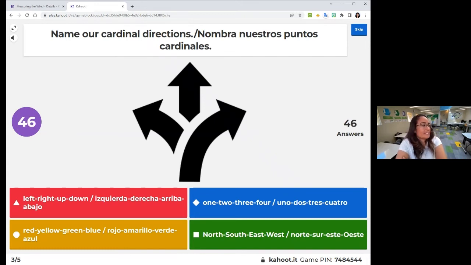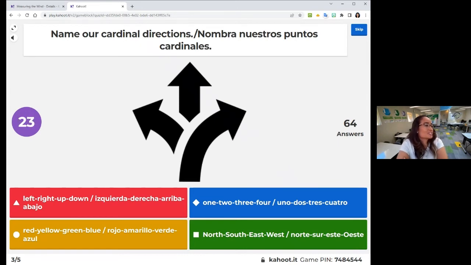Red triangle: our directions called red, yellow, green, blue. Yellow circle: our cardinal directions 1, 2, 3, or 4. Blue diamond: or is it north, south, east, west? Our cardinal directions. This one's a stumper.